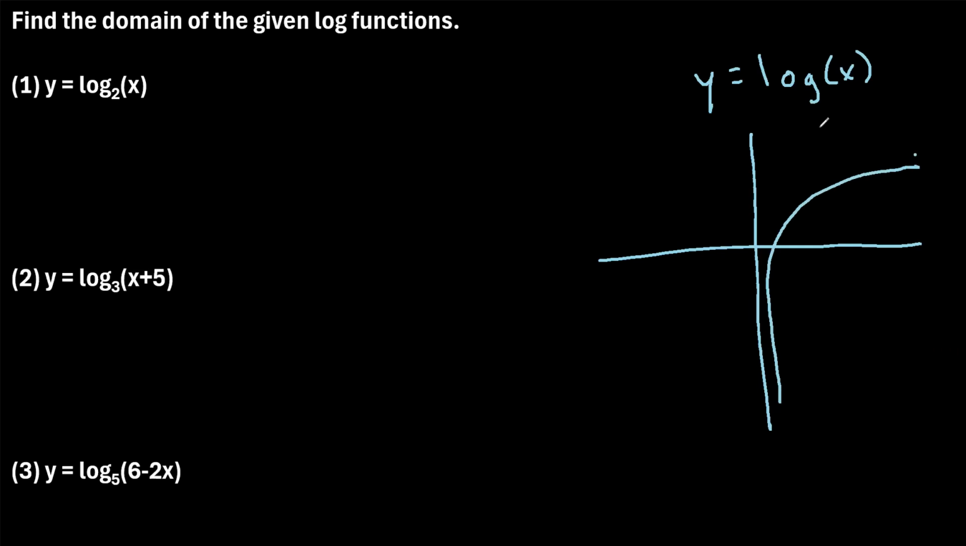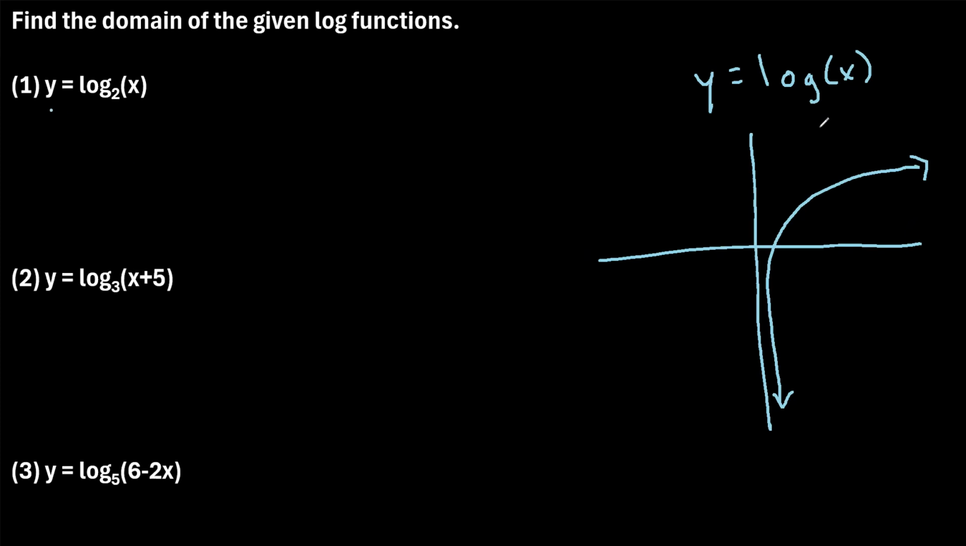Something like this, where the values that we're allowed to plug in for x range from greater than 0 all the way to positive infinity. So when we have a log function like this, it means that the value that we plug into the log function has to be greater than 0 in order for us to get a valid output for y. So let's keep that in mind as we're working through these three examples.